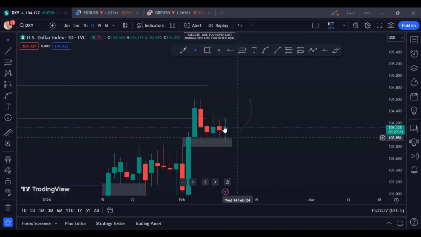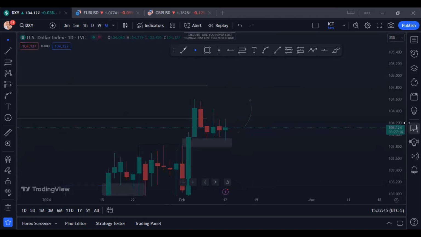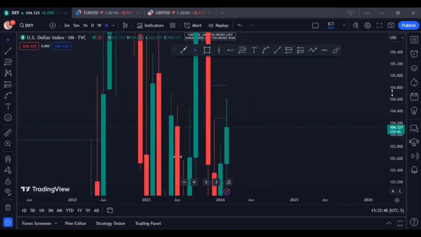Now, looking at this now, it's a reversal pattern. So personally, I'll be buying. That is it. I'll be buying. Why am I buying? Let's go to monthly time frame. Let me show you something.